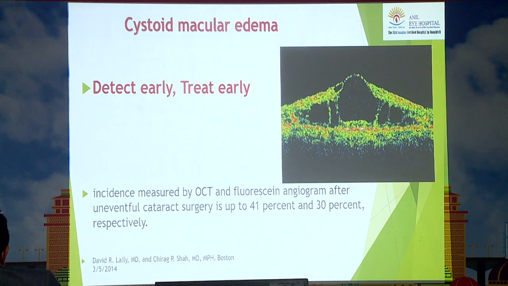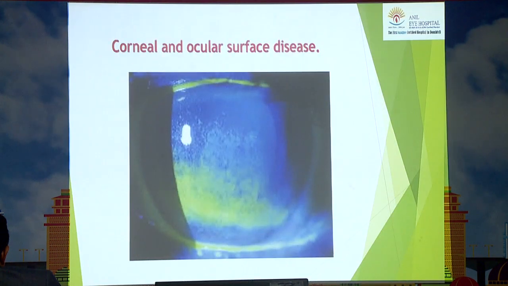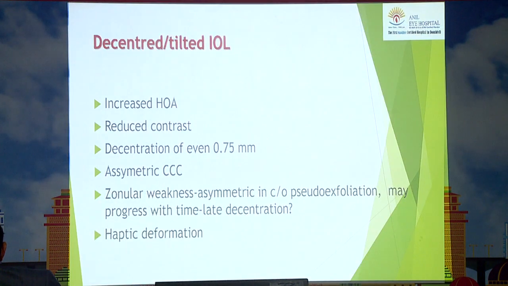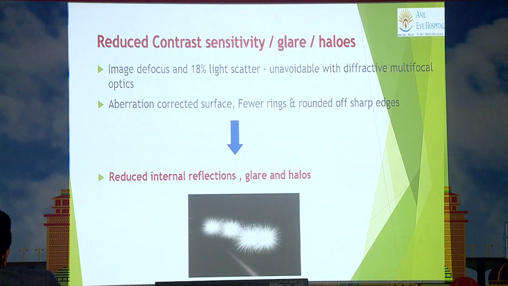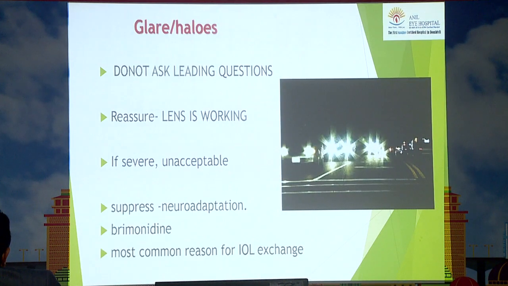CME is something which you need to detect early because a lot of these patients may have a subclinical one, so doing an OCT would help. Remember to check for the ocular surface and dry eye. If there could be a lens that is not perfectly centered, that itself can induce astigmatism and higher order aberrations. We know that diffractive lenses can cause unavoidable scatter, and that increases the chances of glare and halos.